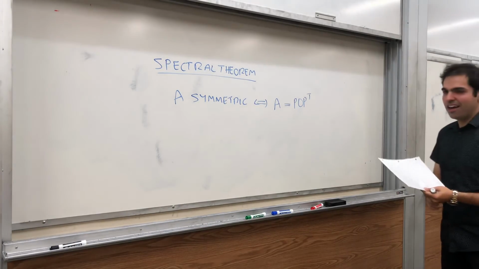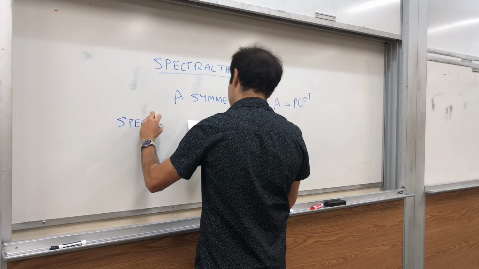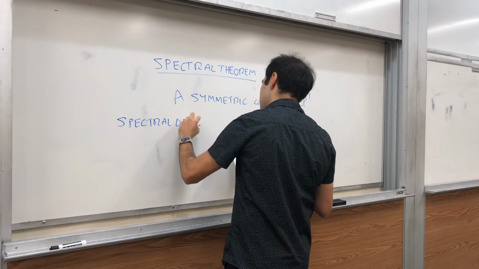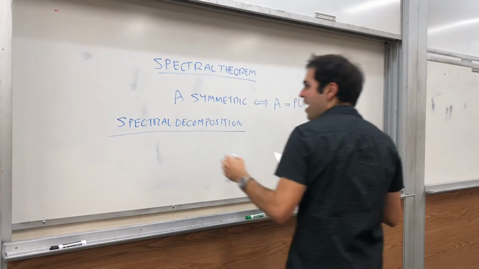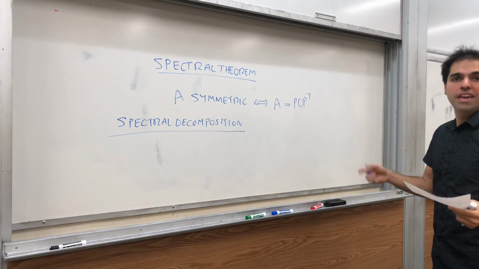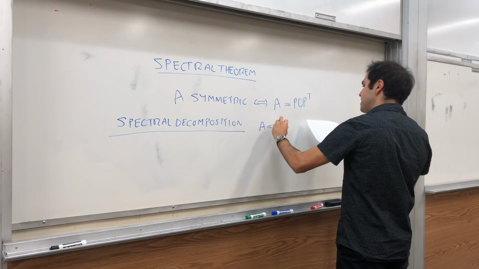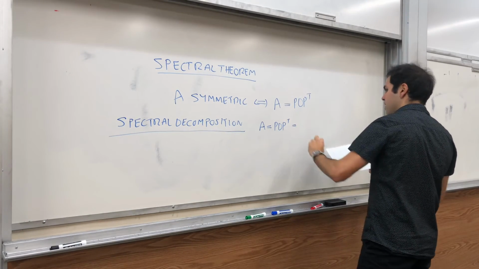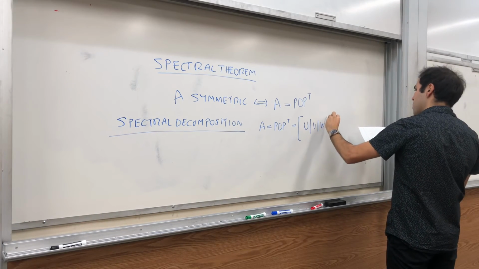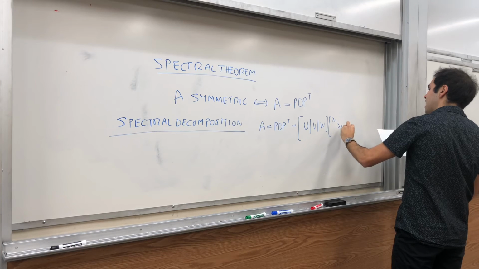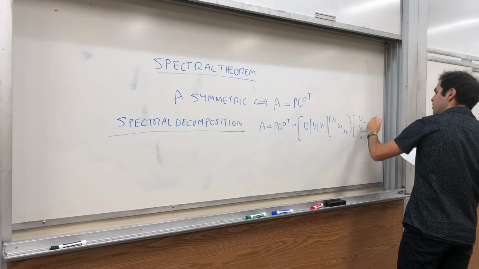And lastly, there is something called the spectral decomposition, which is a neat way of decomposing a matrix into sort of one-dimensional projections. Here's what I mean. If A is PDP transpose, then let P again be the eigenvectors, so U, V, W. And D has the eigenvalues, let's say lambda 1, lambda 2, lambda 3. And then P transpose is just U, V and W as rows.